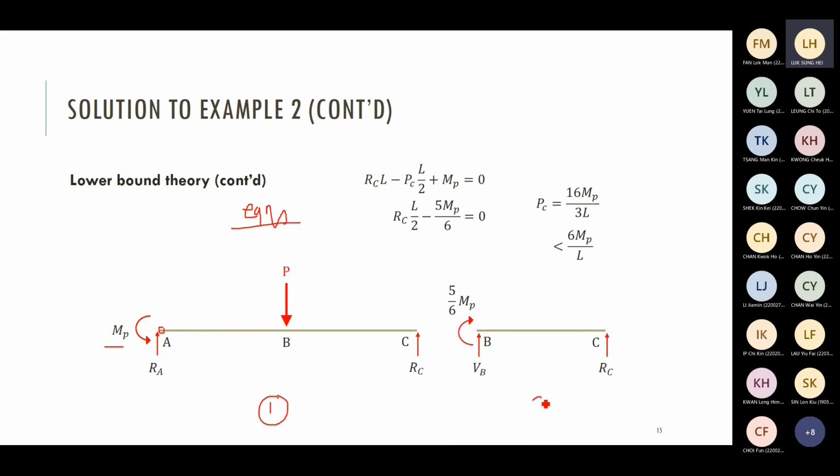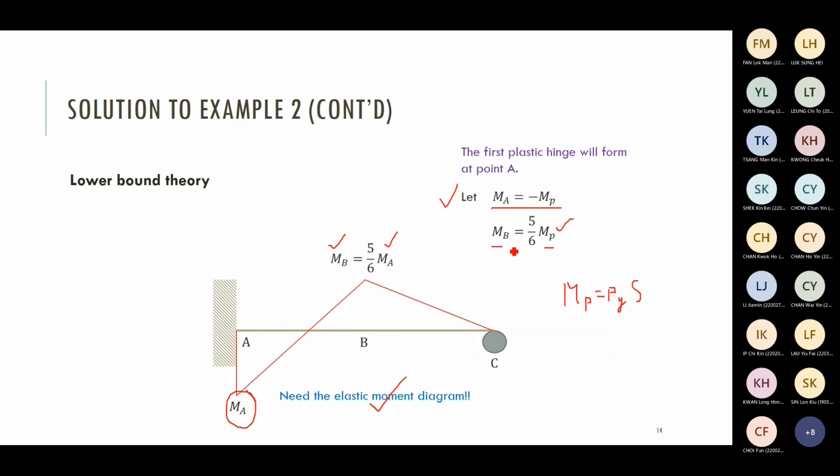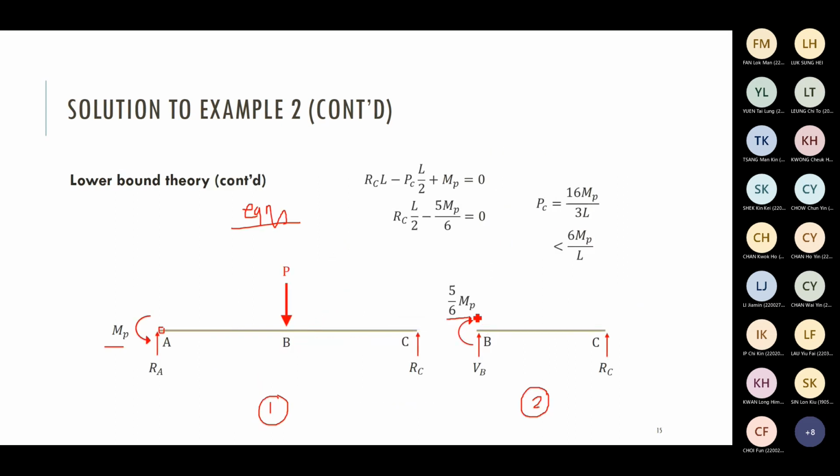The right-hand side picture shows you the force diagram only at portion BC. At this point, the moment is equal to 5/6 MP according to the previous page here. We know the moment at this point, and then we have shear force at point B. We have reaction at point C.